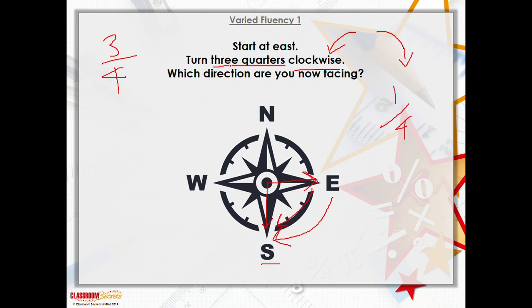We want to go 3/4, starting from the east. So 1/4 is south. If we turn 2/4, which is the same as a half, clockwise, we'll be facing west. And then 3/4, we'll be facing north. Be really careful with the questions that you get, that you know that clockwise is the same direction as a clock, and anti-clockwise is the opposite direction of the clock.